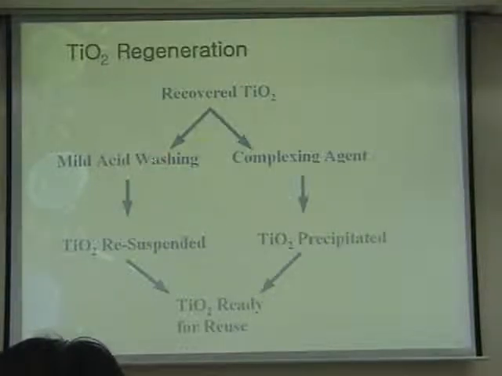We adopted three stages. Here I am showing two. However, we will also be using three types of regeneration process. First is the mild acid washing treatment, which converts the ferric hydroxide to a soluble state, and so it was able to separate the titanium from the ferric iron elements. And the TiO2 was resuspended in the liquid from the precipitate. This is one method of regeneration.